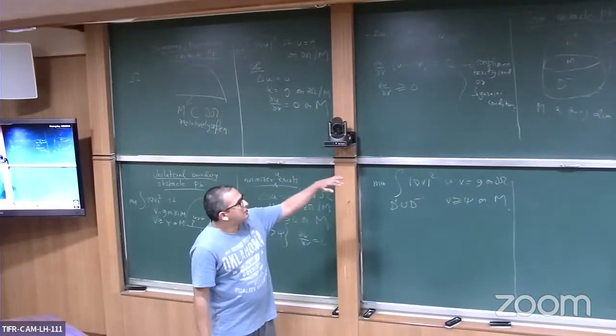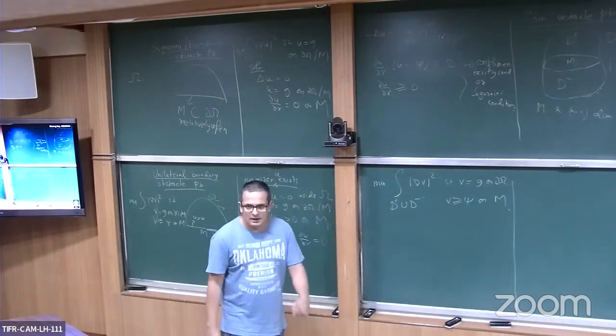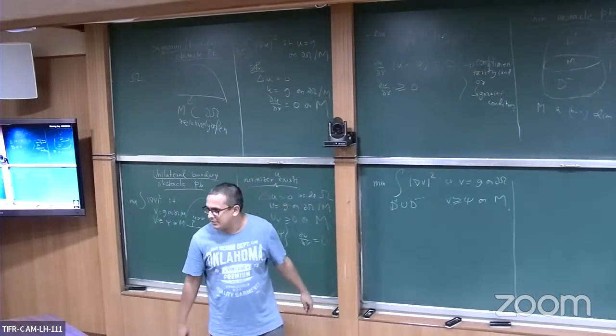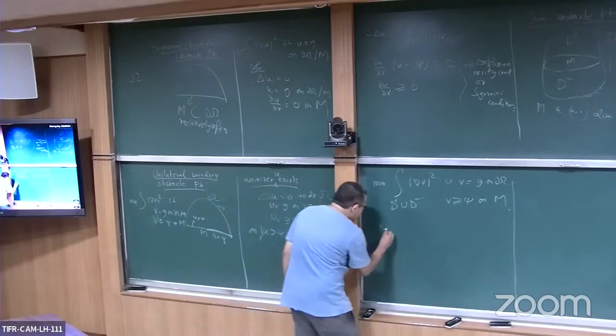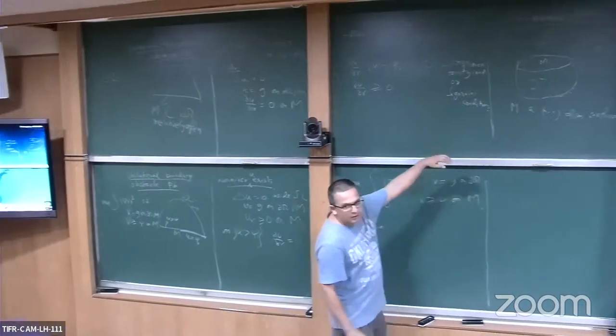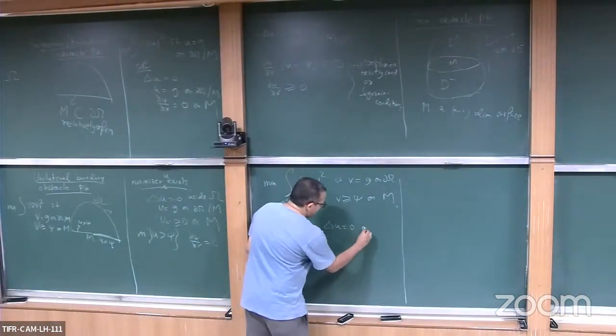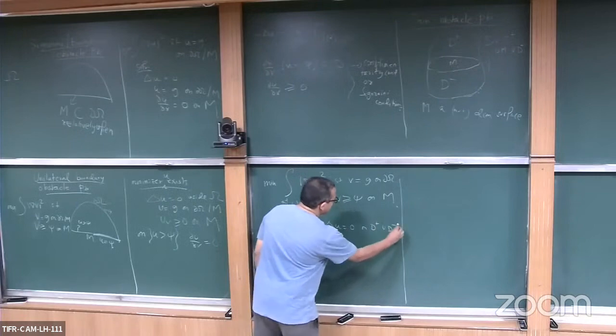And now, what will the minimizer be? Again, the minimizer exists by Hilbert space methods, so the existence is not the issue. So if u is the minimizer, what will u satisfy? u will be harmonic on D plus and D minus. So Laplacian u will be 0 on D plus union D minus.